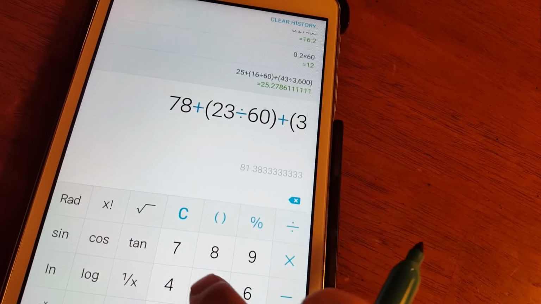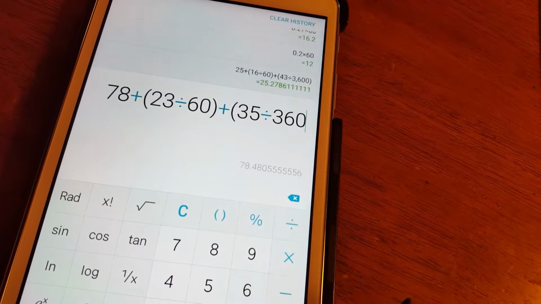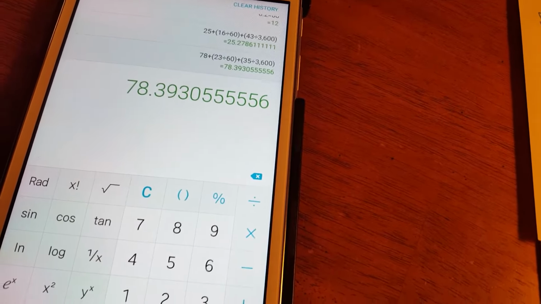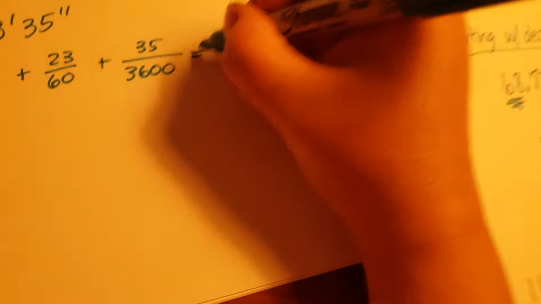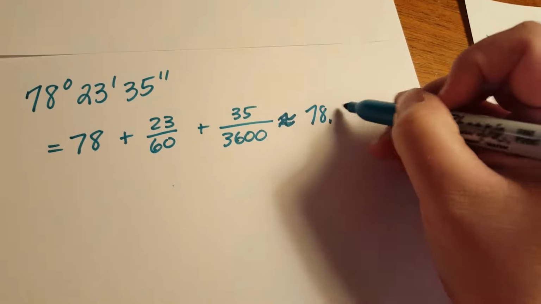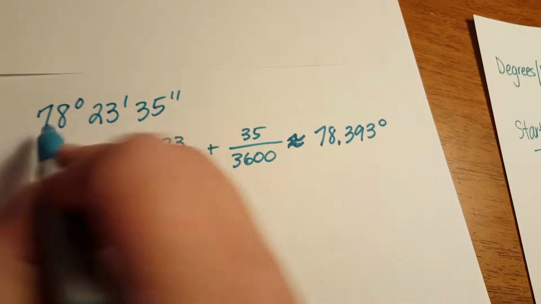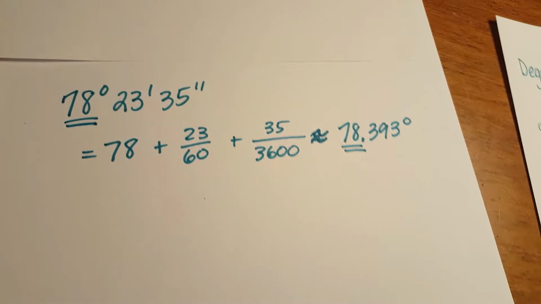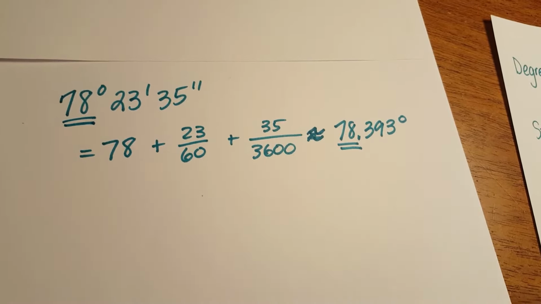35 divided by 3600 and 78.393. So I'm going to change this to a little squiggly, approximately equal to 78.393. Remember that this is not going to change. If I start out with 78 whole degrees, I'm going to end up with 78 whole degrees. That part does not change.